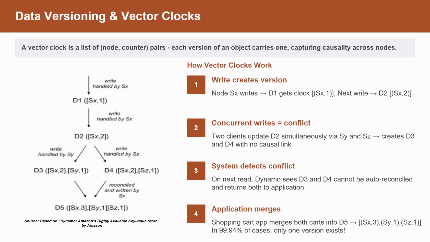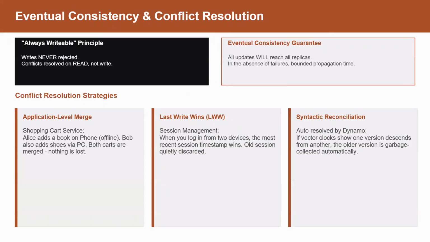Here's the reassuring part. In 99.94% of real cases, only one version exists. Conflicts are rare, but when they happen, vector clocks make sure data is never silently lost. Then let's look at the eventual consistency and conflict resolution part.